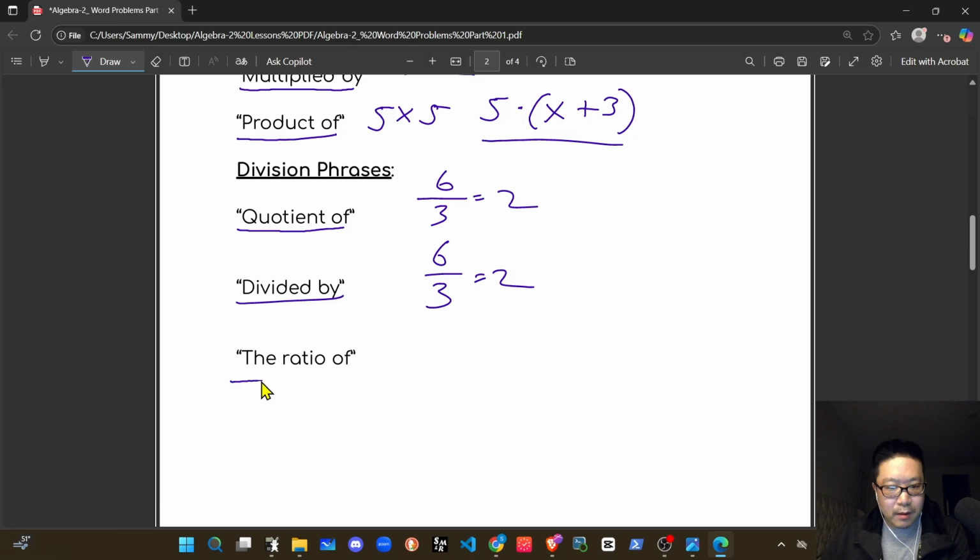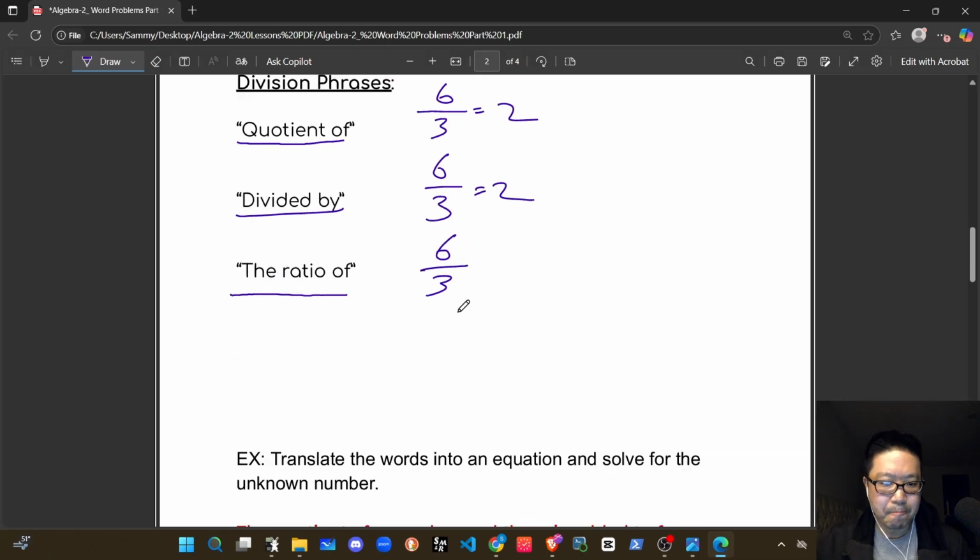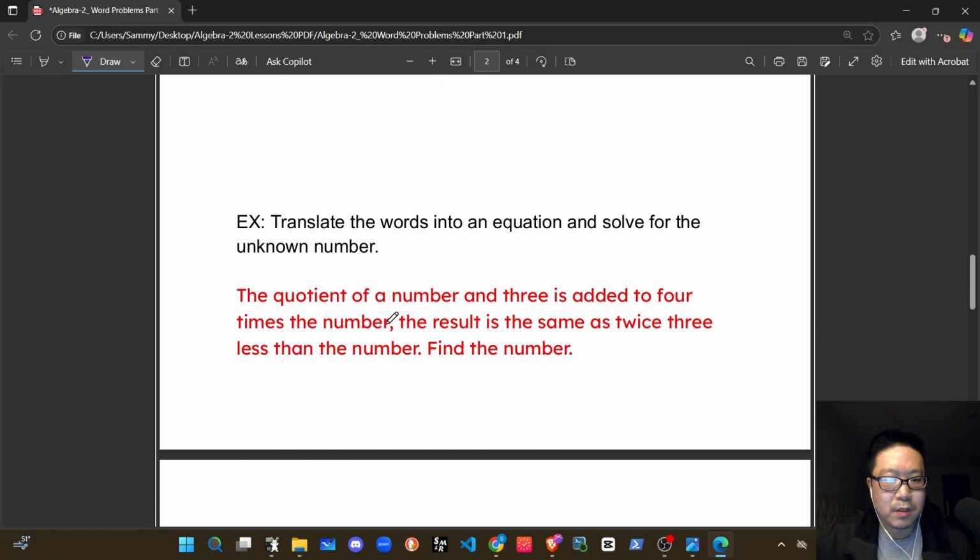Another way you might hear of division is the phrase "the ratio of." So if you hear something like the ratio of 6 and 3, that would also be written as a division problem, 6 over 3. Okay, now let's go over some examples.